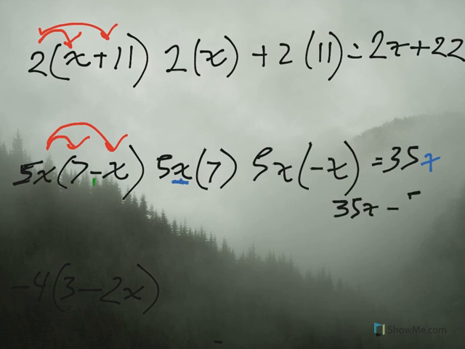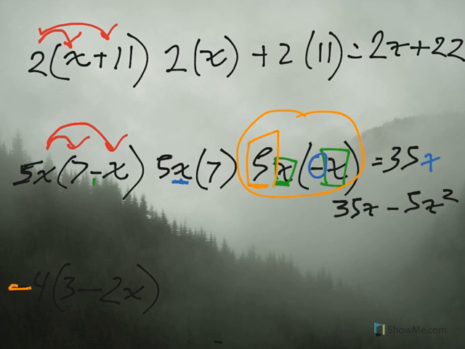35x minus 5x squared. It's 5x squared because we have an x here and we have an x here, right? Does that make sense, Nader? It's 5 because that's the only digit we have in this group, and that negative sign right here makes it negative. So basically we have 5x times 7 and 5x times negative x. Make sense?